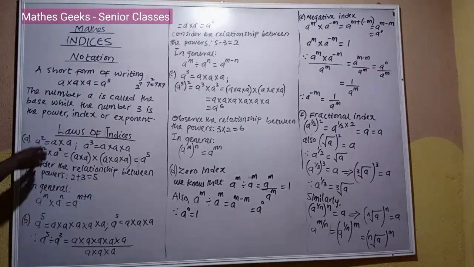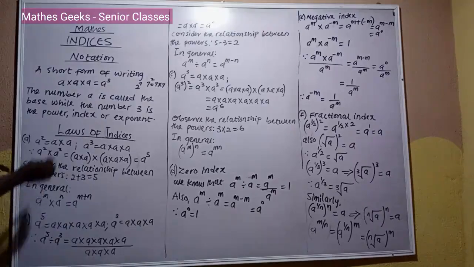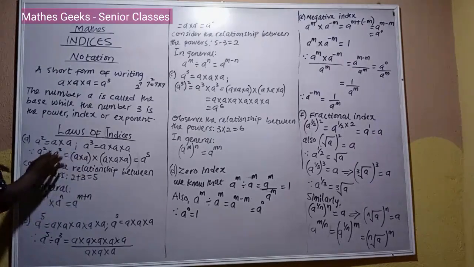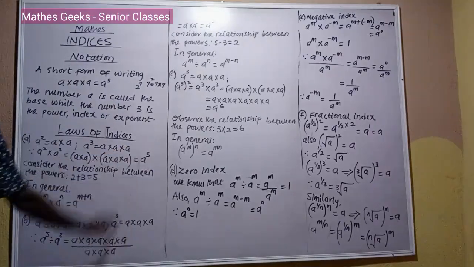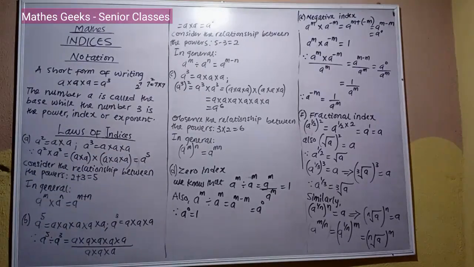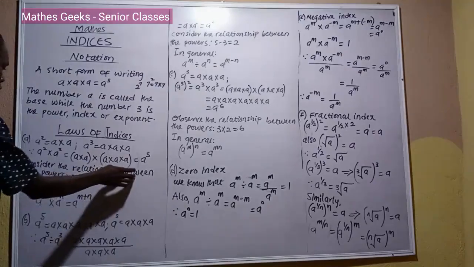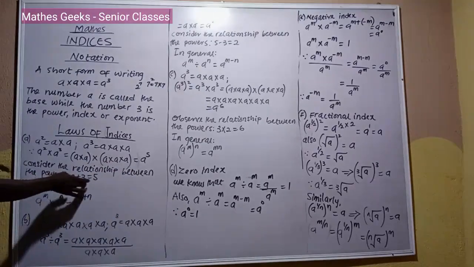Now, what do we get when it is a raised to power 2 times a raised to power 3? This is where a lot of indices come in. So a raised to power 2 is a times a, and a raised to power 3 is a times a times a. Altogether, we're going to have a raised to power 5. How do we come about this? Now, consider the relationship between the powers. 2 plus 3 is equal to 5.